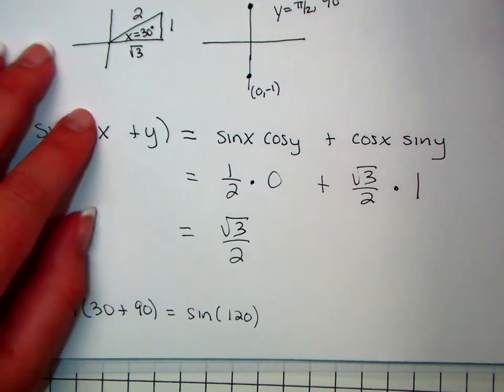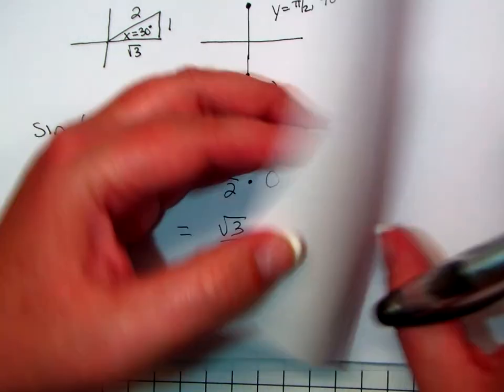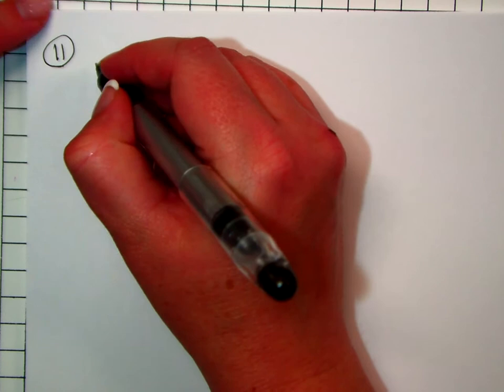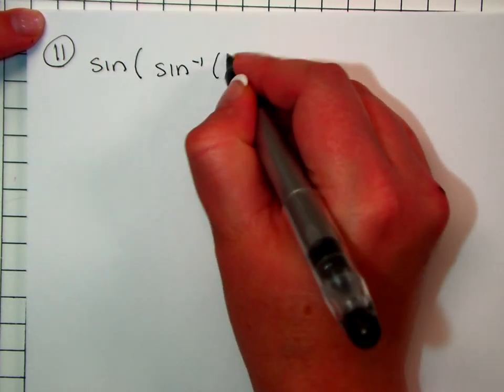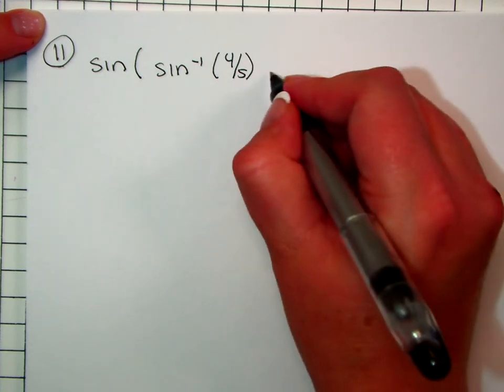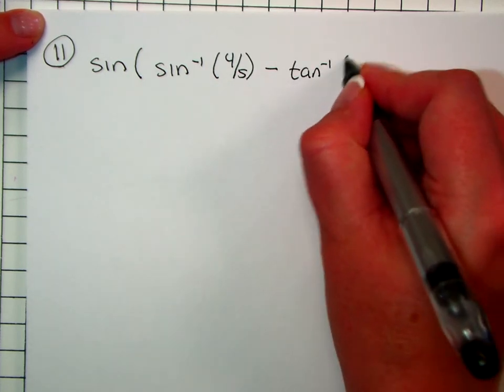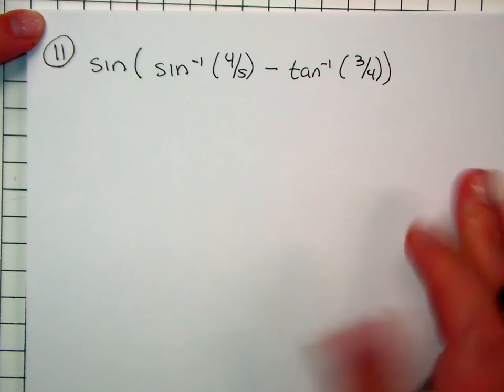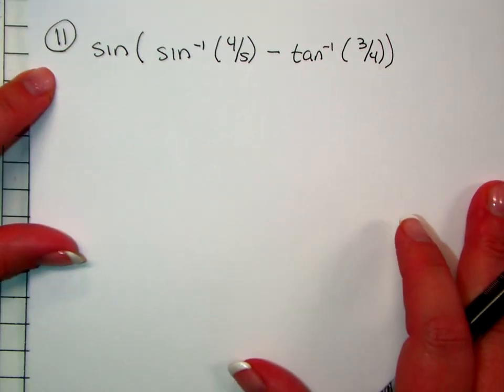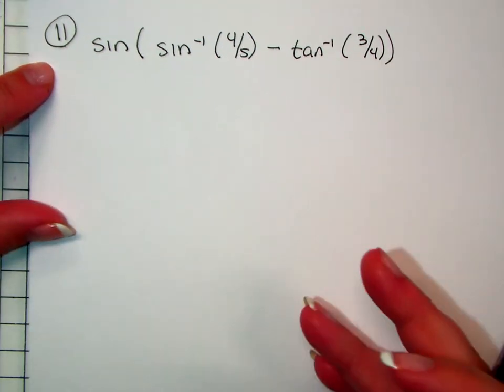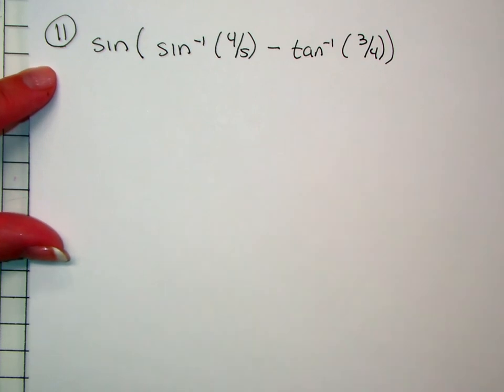All right, one more. We could do it. Number 11. Let's do sine inverse 4/5 minus tan inverse 3/4. This would have probably been a you-try-it-on-your-own example if you were here in class. So if you want to pause the video and try it on your own, please feel free, because at this point I really think you should be able to evaluate these.